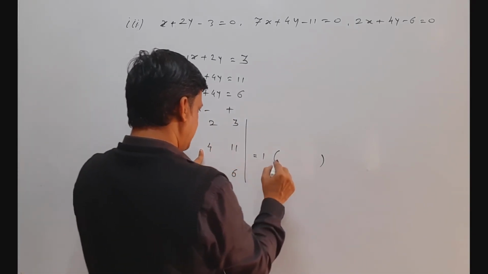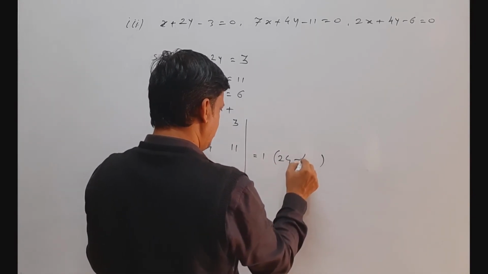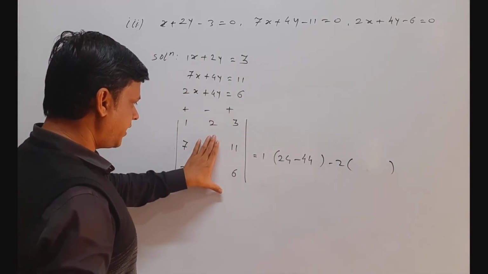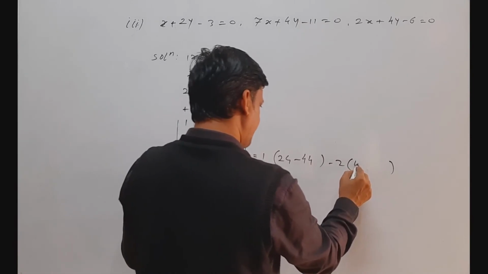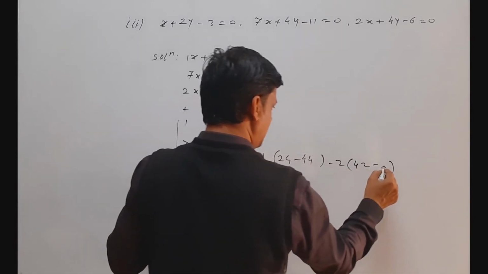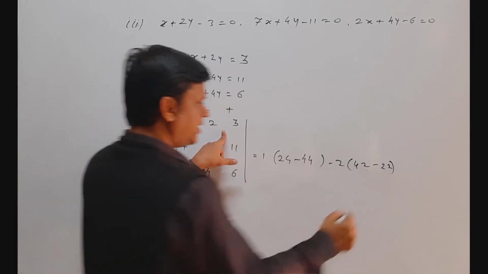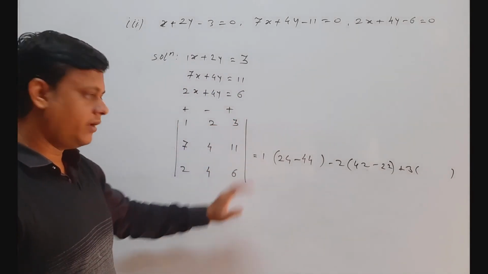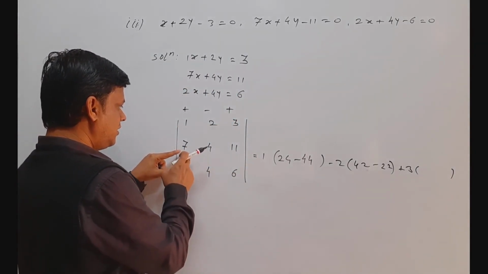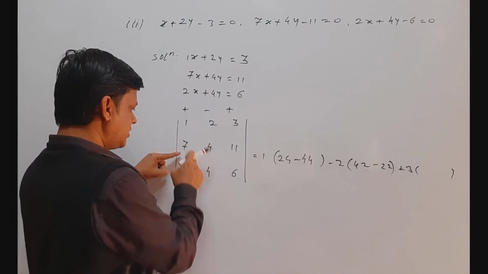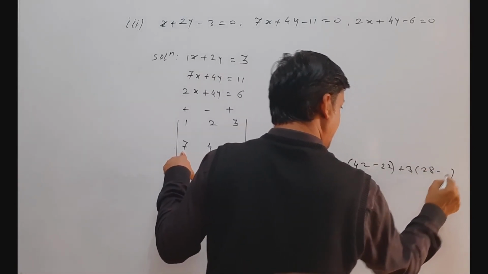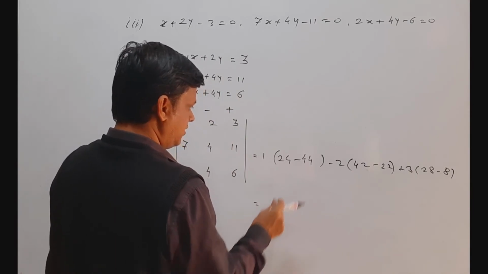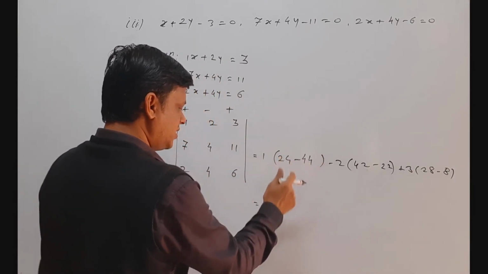So 4, 6 are 24 minus 11, 4 are 44. Then minus 2 in bracket. Here we skip first row, second column. 7, 6 are 42 minus 2, 11 are 22. Then plus 3 in bracket. We skip first row, third column. So we have to find value of determinant having element 7, 4, 2, 4. So 7 4s are 28 minus 4 2s are 8. So here we get 24 minus 44, which is minus 20.